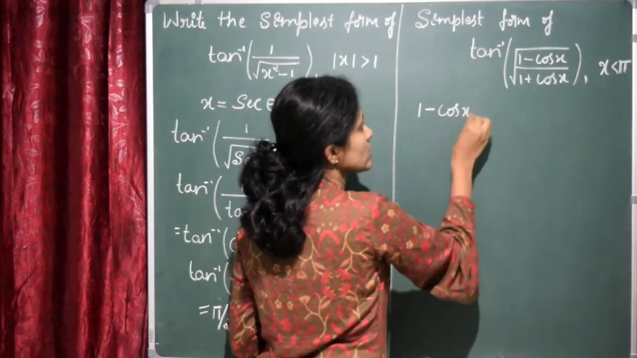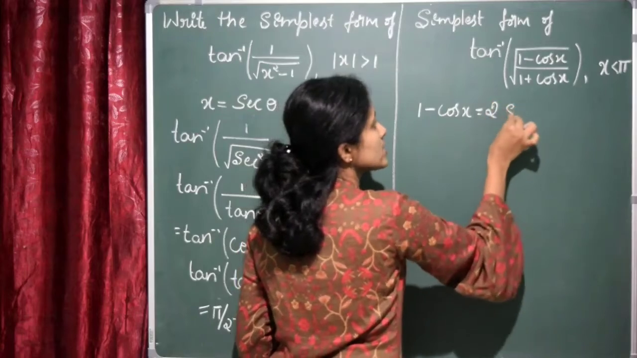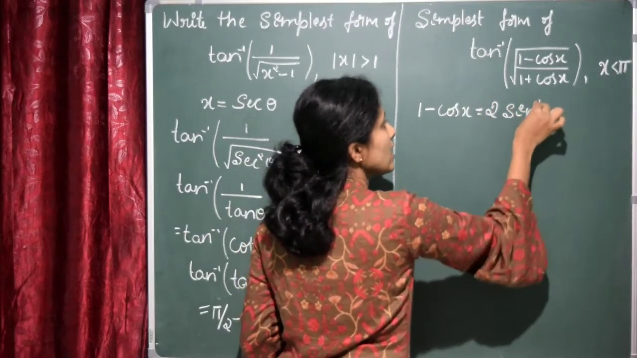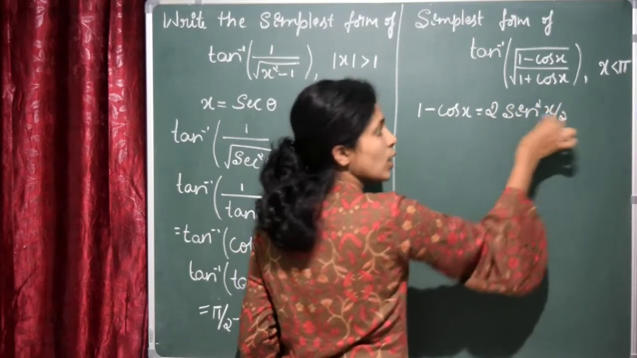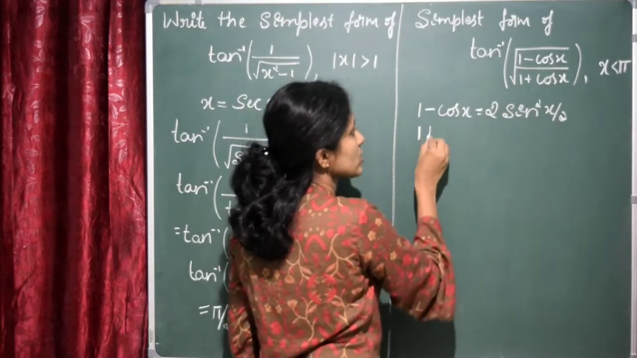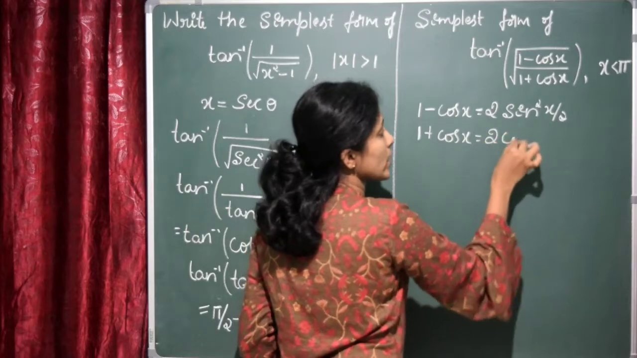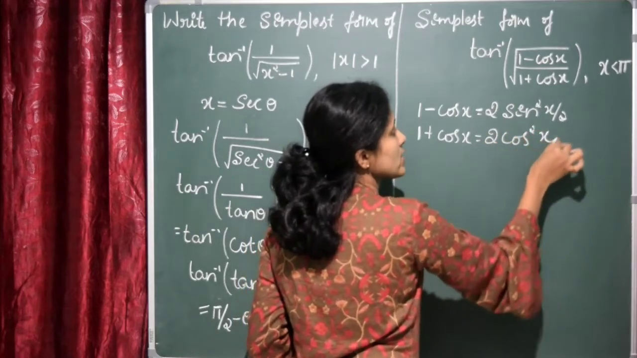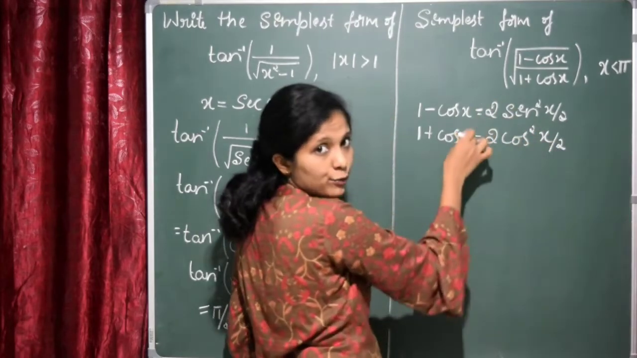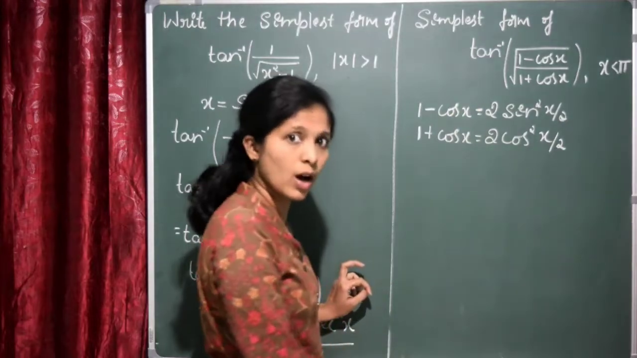1 minus cos x will be equal to 2 sin square x by 2, right? This is derived from the formula cos 2x. And 1 plus cos x is equal to, what is the formula? 2 cos square x by 2, right? 2 cos square x by 2. These both are derived from the formula cos 2 theta or cos 2x.